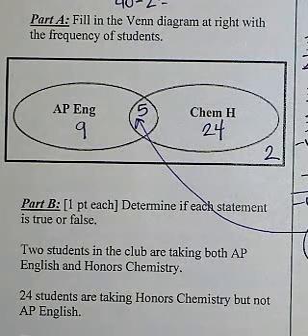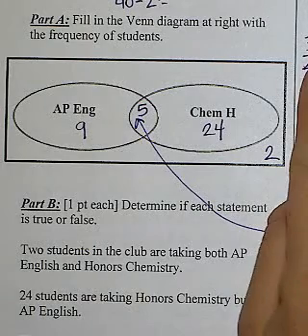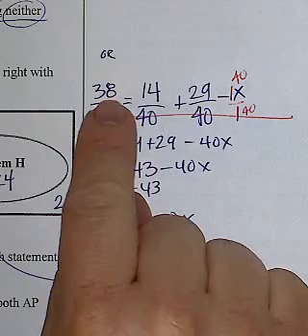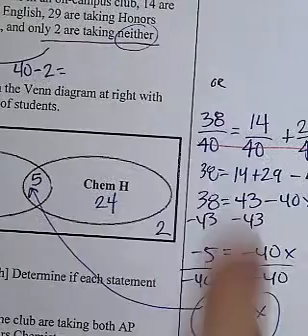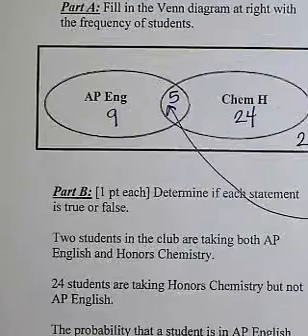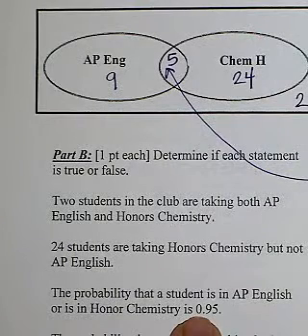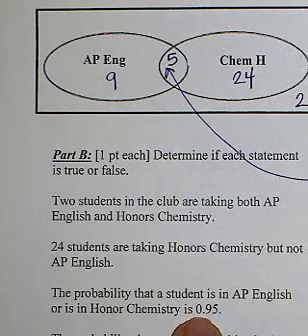The probability that a student is in English or chemistry, or is the key. Well, when we did all this math, this is your or statement and this is your and statement. So please take 38 divided by 40. And see, is 38 divided by 40 0.95? The answer is yes. So this is true.